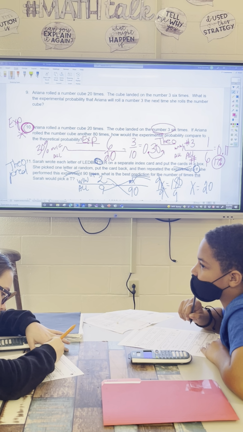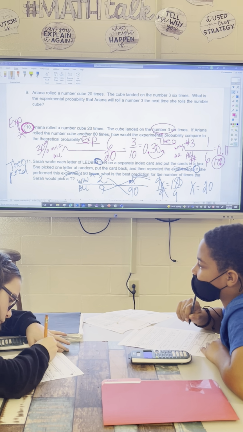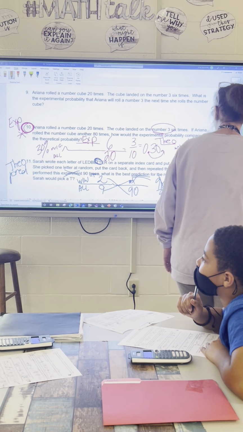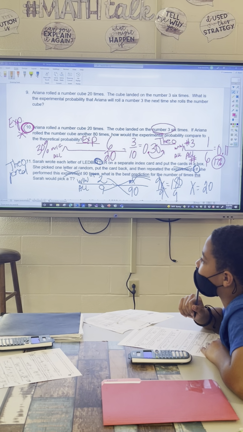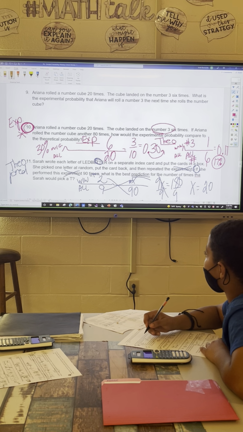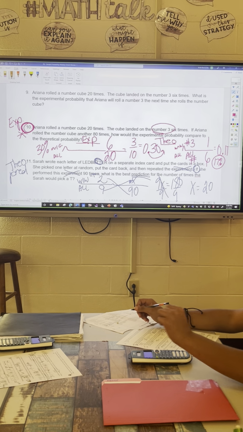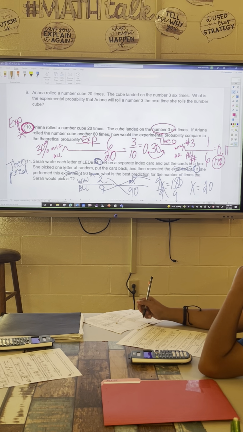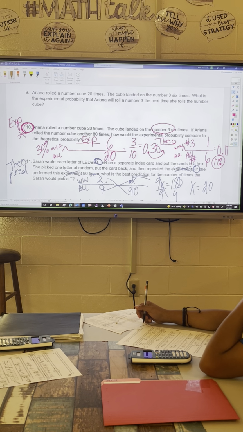So you can say the experimental probability is a lot less than the theoretical probability. The experimental probability is 17%. The theoretical probability is 30%. The percentages are the easiest to compare, don't you think? Okay. Any questions about that?